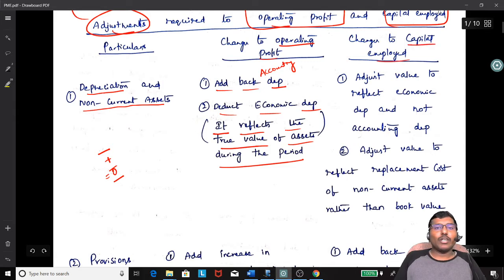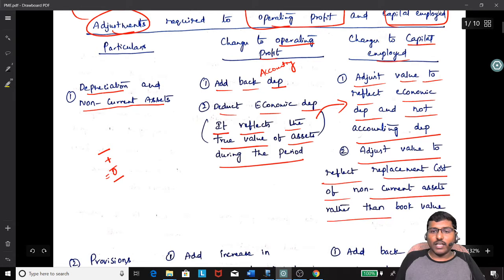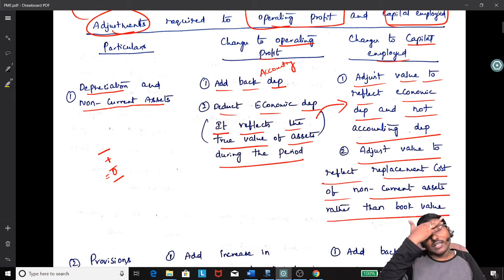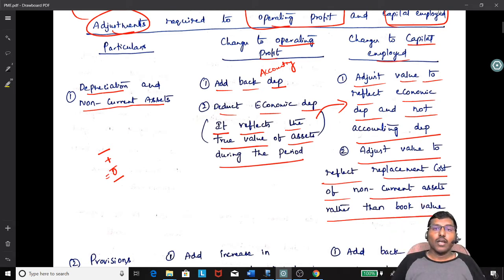What about the adjustment you need to make to capital employed? Adjust value to reflect economic depreciation and not accounting depreciation. So the same logic applies here also. You need to adjust your capital in such a way that it actually reflects economic depreciation only, and also adjust the value to reflect replacement cost of non-current assets rather than book value. Which means if you have non-current assets, when it comes to your capital, the value of them should be replacement cost, because that actually reflects today's value of the non-current assets.